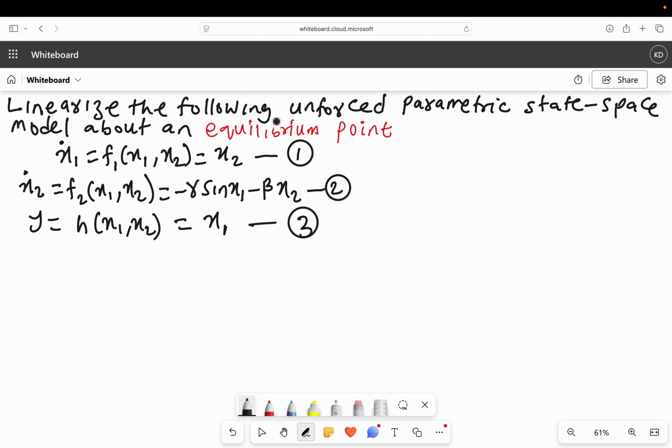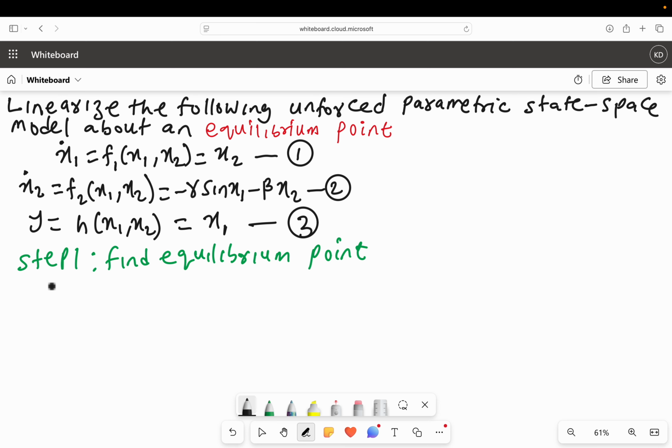Our task in this video is to linearize the given unforced nonlinear parametric state space model about an equilibrium point. It is unforced because, as you can see from equations 1 and 2, the state space equations, there is no input applied to it. Since we are linearizing about the equilibrium point, our first step is to find the equilibrium point.